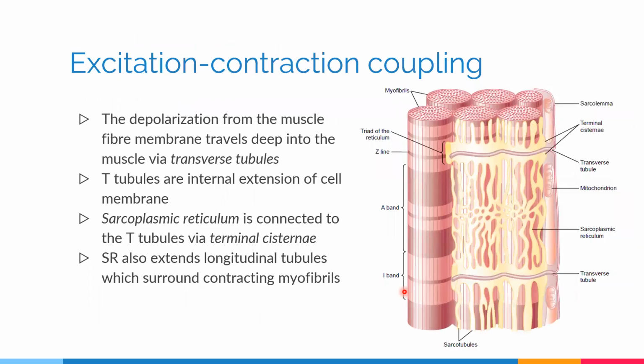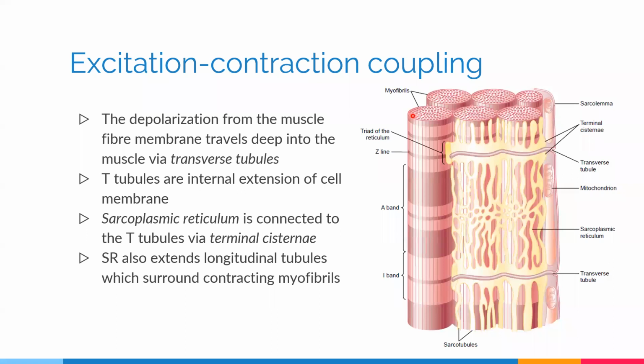So let us move on and look at excitation contraction coupling, or how exactly the muscles contract in response to excitation by nerve fibers. Depolarization of the muscle fiber membrane travels deep into the muscle via transverse tubules. Transverse tubules are extensions of the extracellular environment into the muscle fiber itself. If we look at the muscle fiber as the diagram shows, if a membrane depolarization occurs on the surface itself, it will never travel into the center or the belly of the muscle.